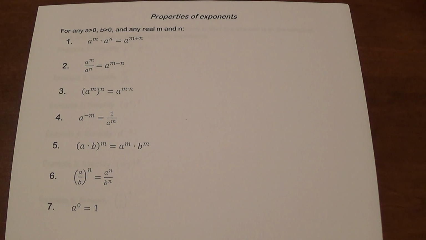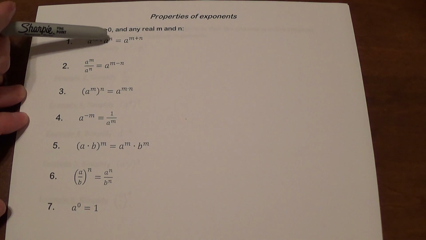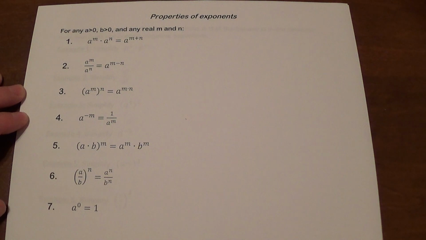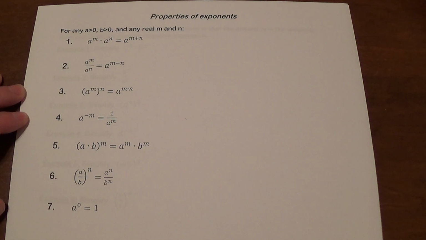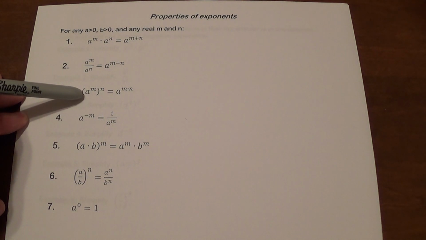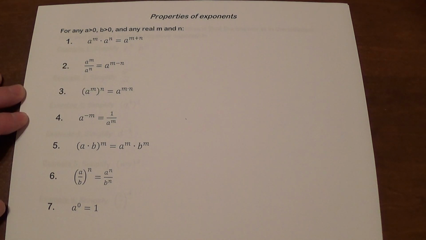Hi, we're going to discuss properties of exponents and how to use them to simplify expressions. Let's start by going through them. When you multiply a to the power m times a to the power n, you are going to add the exponents. When you divide those quantities, you are going to subtract the exponents. If you are going to raise something that has an exponent to another power, the exponents will be multiplied.